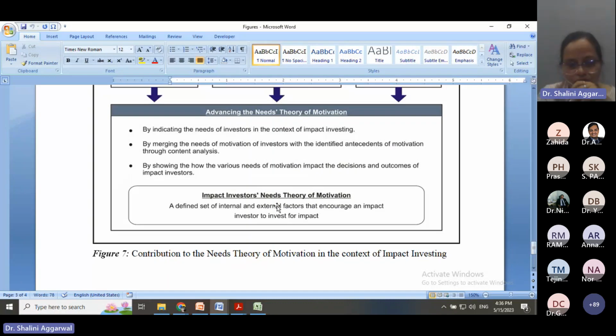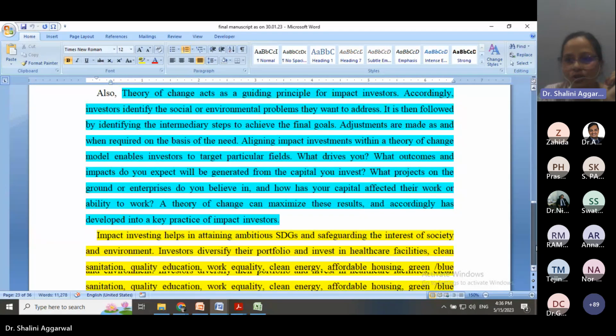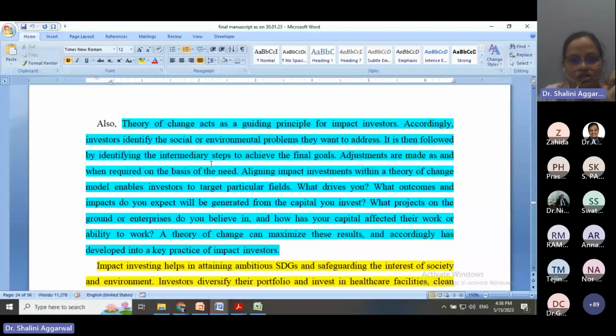There is another theory that we have talked about. What is important when we talk about the impact investor is the needs theory of motivation. So this is another theory that is impacting the impact investors, right? So we have talked about that as well. We have also talked about another theory here, the theory of change, that is also impacting the impact investors. So we can talk about different theories as well, and this is what we have done in the theoretical implication.